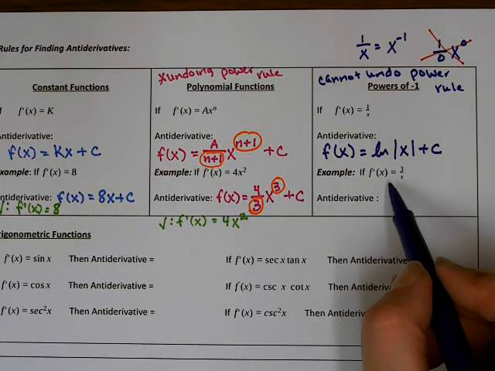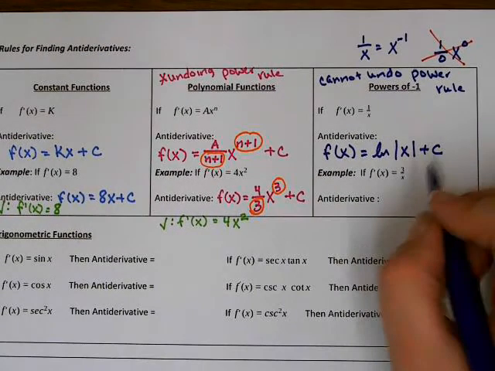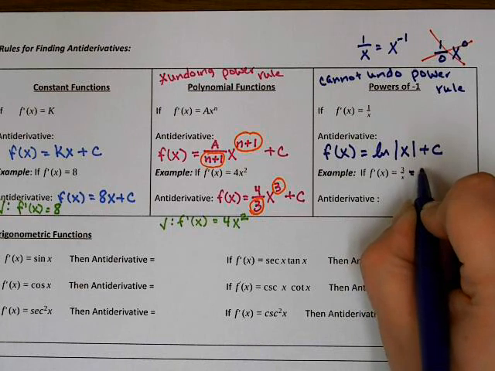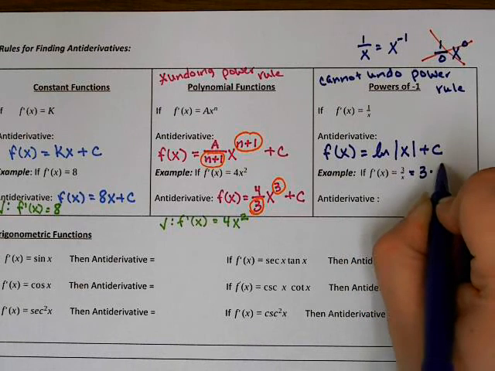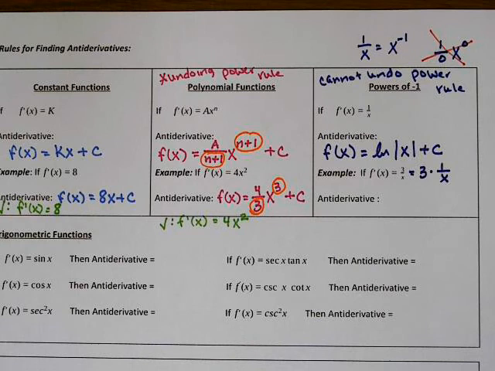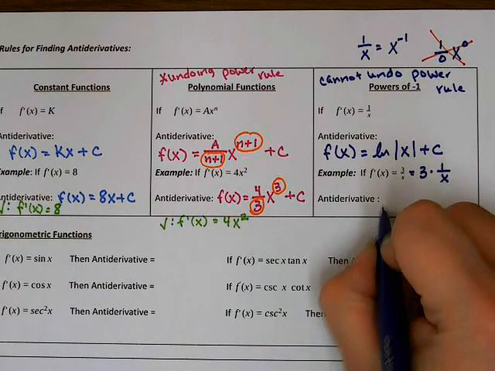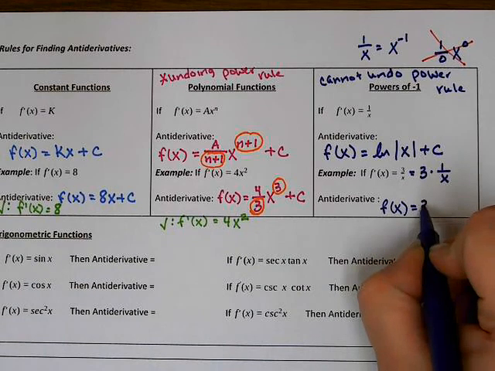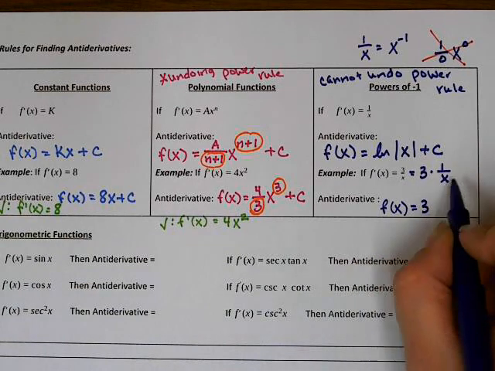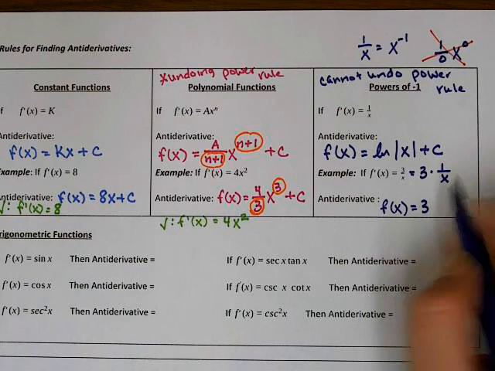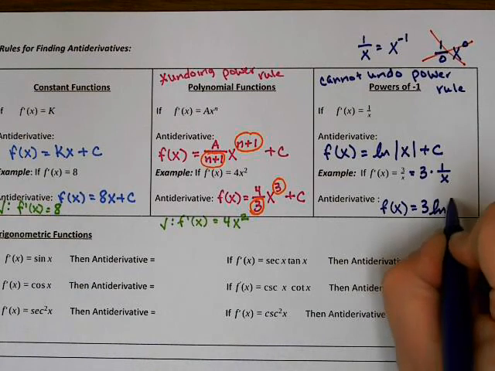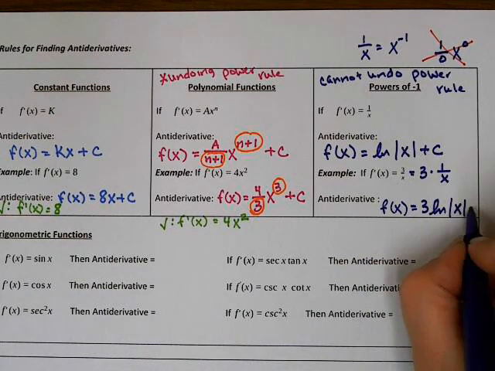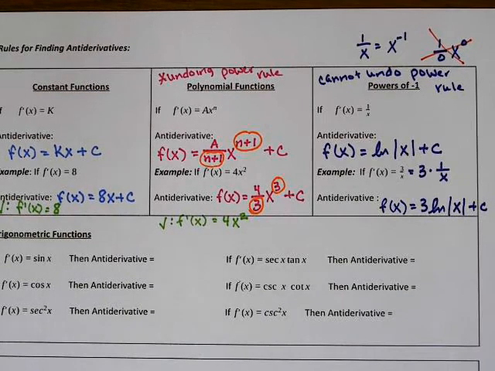So f prime of x is equal to 3 over x. The first thing I want to do is point out to you guys that this is the same as 3 times 1 over x. So when we take the antiderivative and find f of x, the 3 really just tags along in front, and we can see that the antiderivative of 1 over x is the natural log of the absolute value of x, and then we need our plus c for our constant.